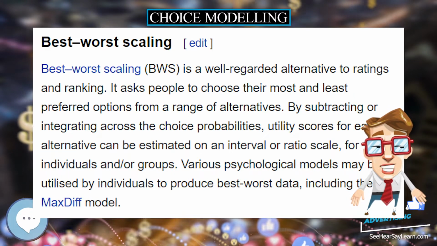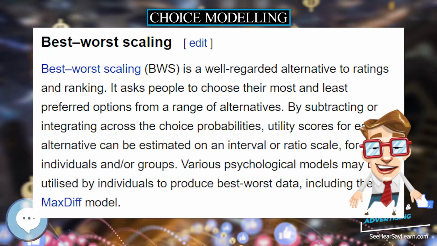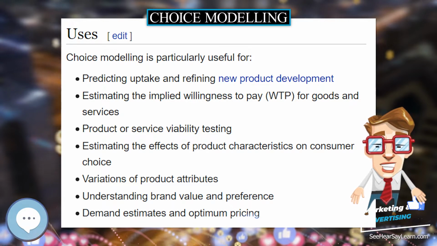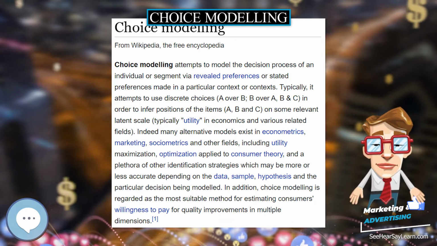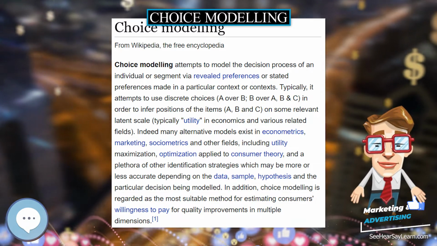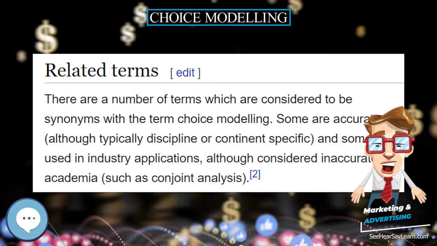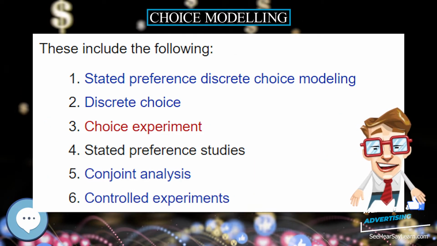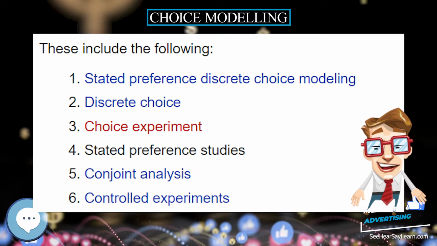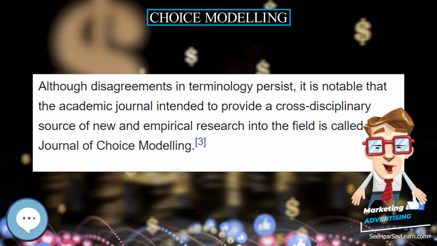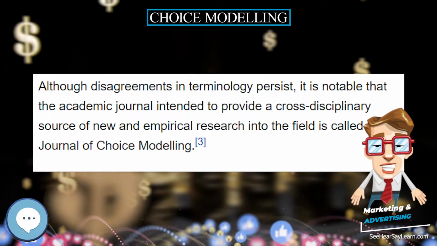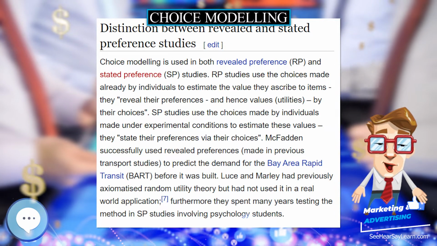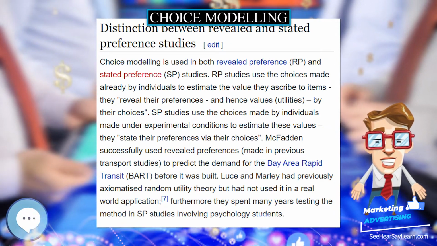Luce and Marley had previously axiomatized random utility theory but had not used it in a real-world application. Furthermore, they spent many years testing the method in SP studies involving psychology students. History. McFadden's work earned him the Nobel Memorial Prize in Economic Sciences in 2000. However, much of the work in choice modeling had for almost 20 years been proceeding in the field of stated preferences. Such work arose in various disciplines, originally transport and marketing, due to the need to predict demand for new products that were potentially expensive to produce.